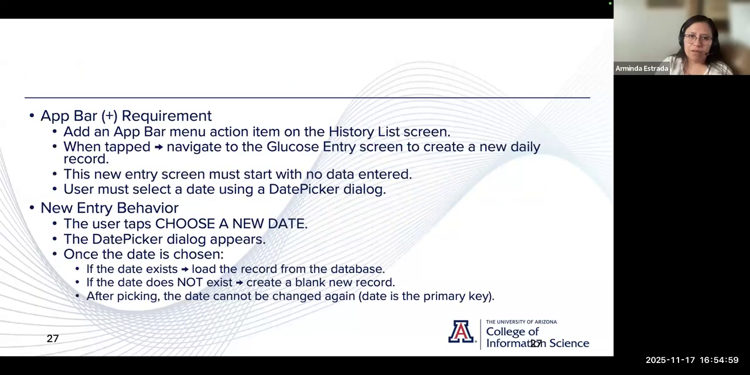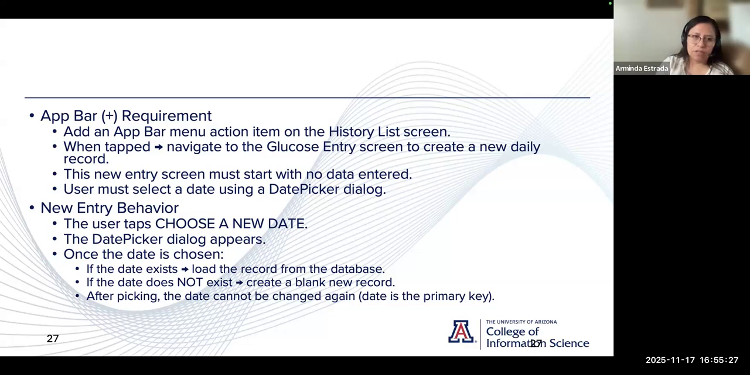Okay. All right, so for assignment 7, I forgot to put a title here, but we're pretty much adding the app bar, and we add the app bar menu item on the glucose list screen. When tapped, we navigate to the glucose entry screen to create a new daily record, and this new entry must start with no data entered. Users must select the date using the date picker dialog in a new entry behavior. Then we use the choose new date, the date picker.